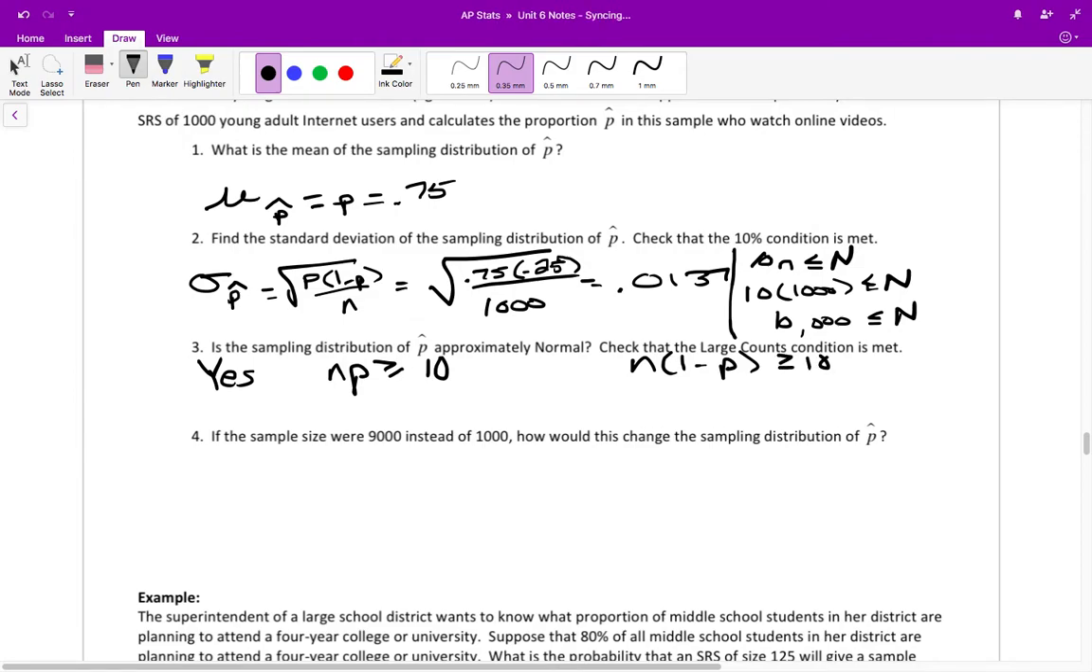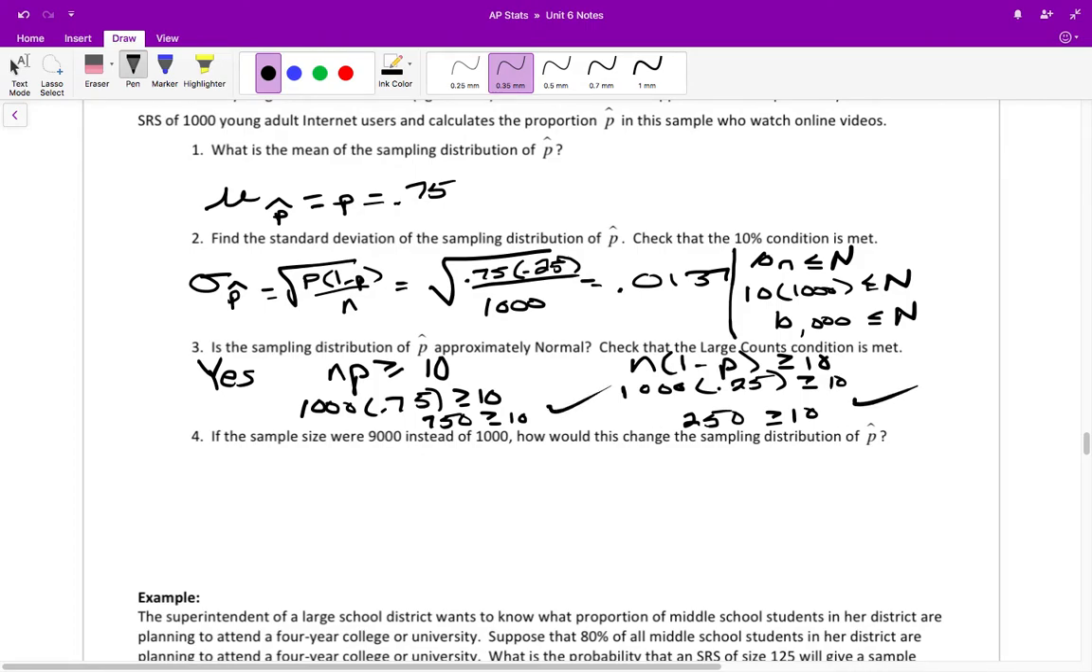So the first one, n multiplied by p, you would take 1,000 multiplied by p, which is 0.75. We need to check to see if that is greater than or equal to 10, which 1,000 multiplied by 0.75 ends up being 750, and 750 is definitely greater than or equal to 10. Similarly over here, you're taking 1,000 multiplied by 1 minus p, so 1,000 multiplied by 0.25. Once again, checking to see if that is greater than or equal to 10. This time you get 250, which is greater than or equal to 10, so it checks out for both.